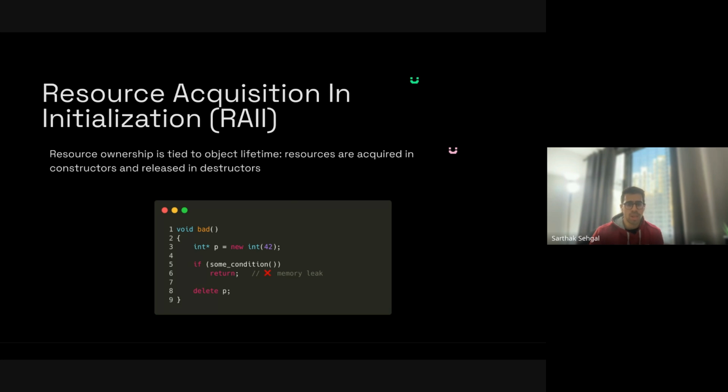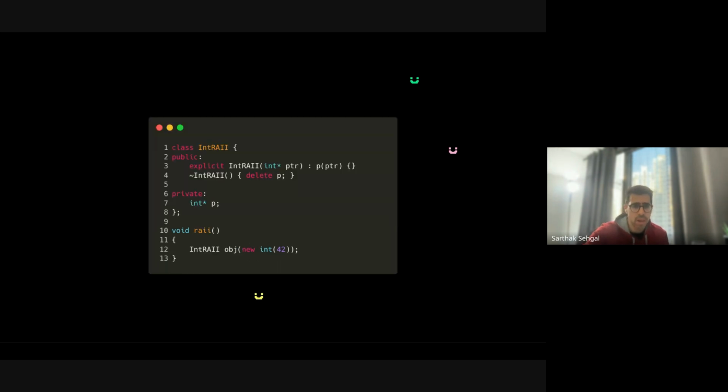On lines 5 and 6, you're checking some condition and returning as a result of it. When the condition is true, this is going to lead to a memory leak, because you're going to return from this function, the stack is going to be unwound, and then the delete statement is never going to be called. This is leading to a memory leak. So although your pointer goes out of scope on line 6 when the function returns, it does not really free up the memory. RAII is actually a very simple concept to implement.